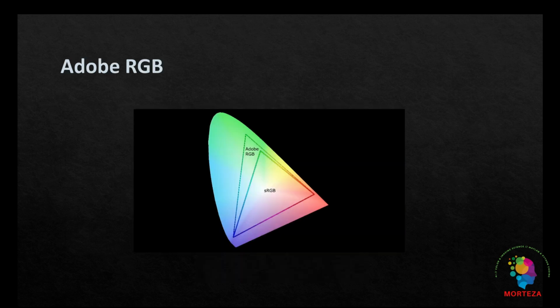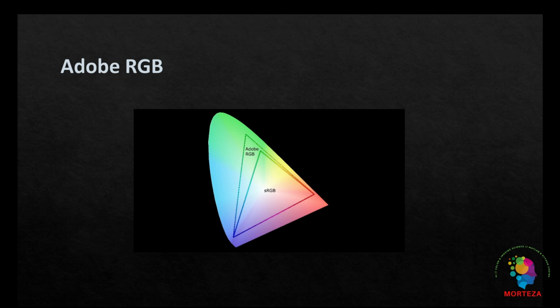Adobe RGB is often used in professional photography, printing, and graphic design where more color accuracy is required, especially in print workflows. Adobe RGB has a larger gamut than sRGB, particularly in the green and cyan regions. This makes it ideal for work where color precision is important. The primaries of Adobe RGB are designed to include a wider range of colors that are typically found in professional printing. Adobe RGB has a gamma value of 2.2, but its color reproduction extends beyond what sRGB can achieve, particularly in cyan and green tones.